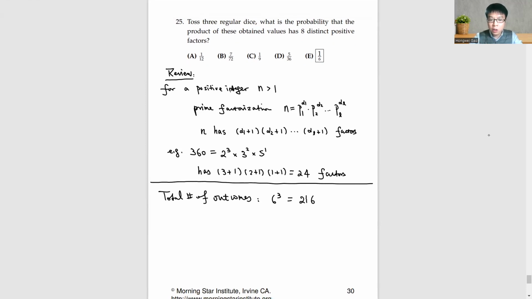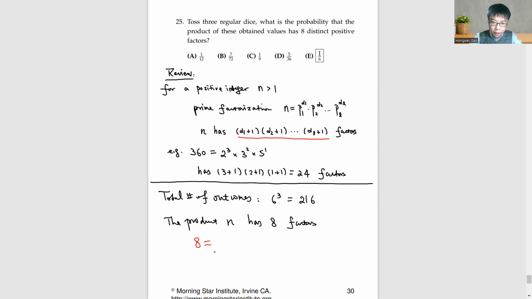Now we need to consider how many valid outcomes. So let's check the valid cases. Let's say the product N has 8 distinct positive factors. Now we know that the number of factors is computed with this formula. So let's try to factor 8. 8 can be factored as just 8 itself, but in our case it's not possible because we cannot have the product be a number to the 7th power.